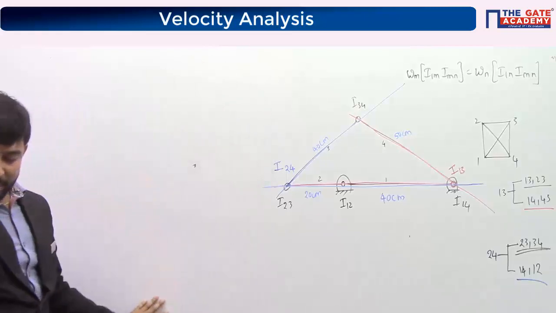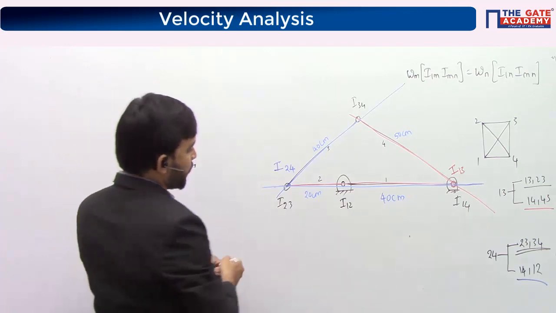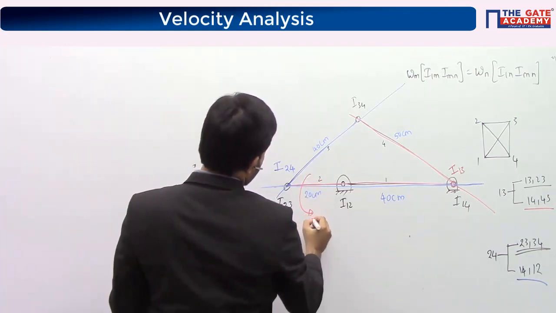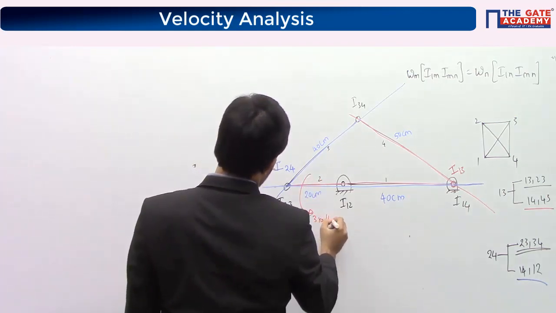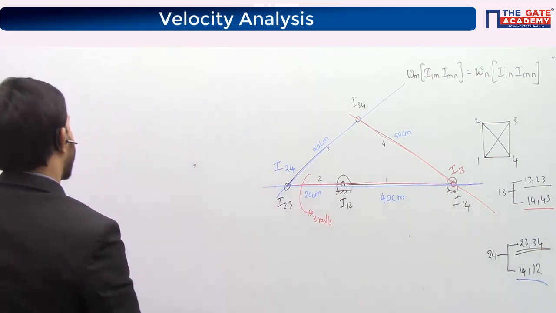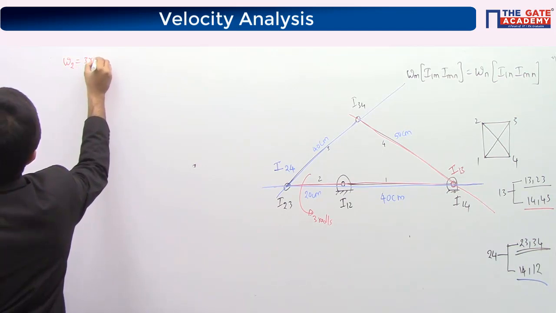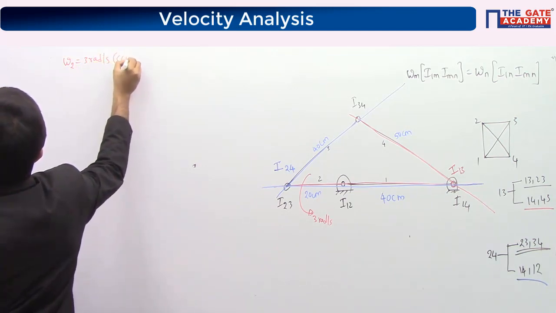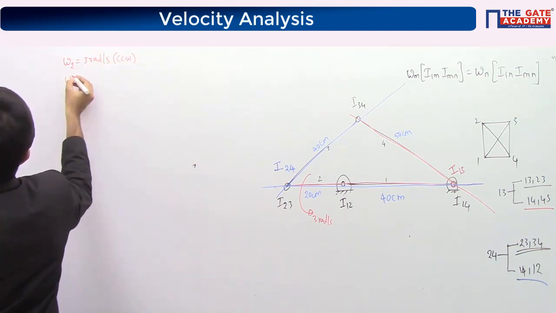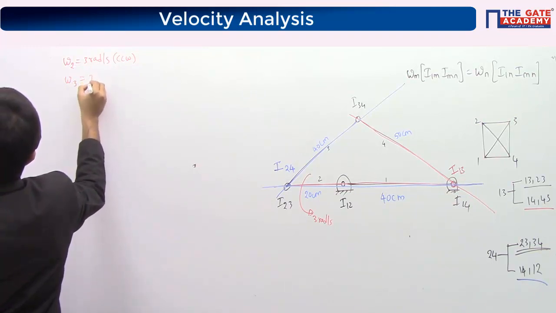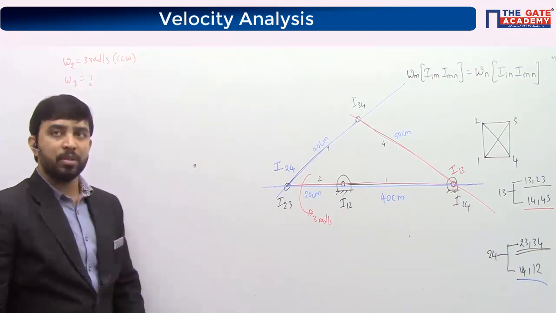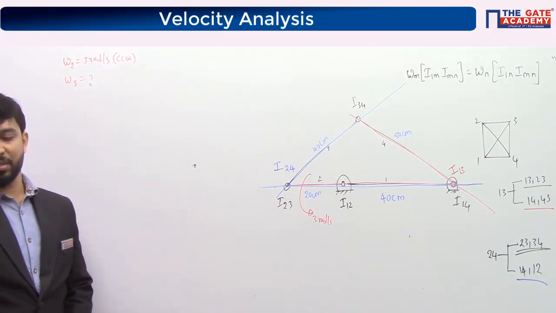Link 2 is rotating counterclockwise. It's rotating like this. Velocity is 3 radian per second. In the question, omega 2 is given as 3 radian per second counterclockwise. So first, let's find out the coupler velocity, omega 3. Omega 2 is given in the question. We want to find out omega 3.